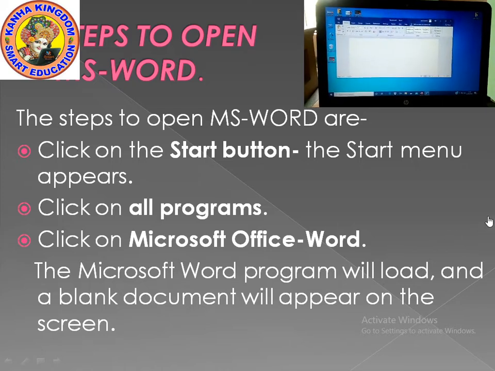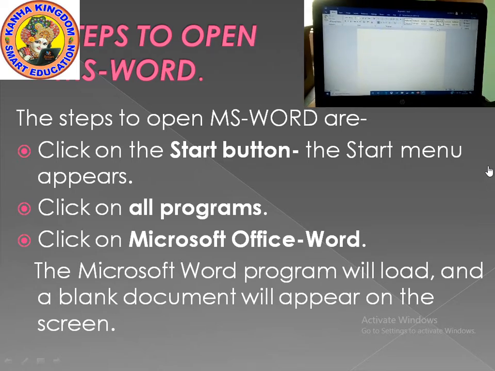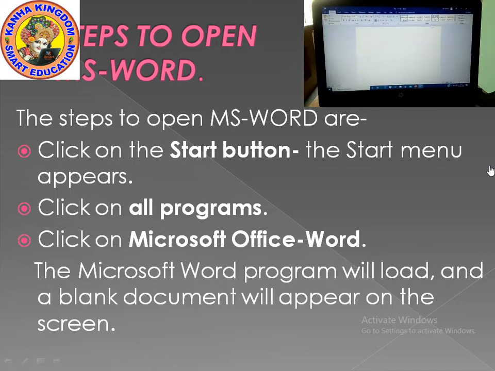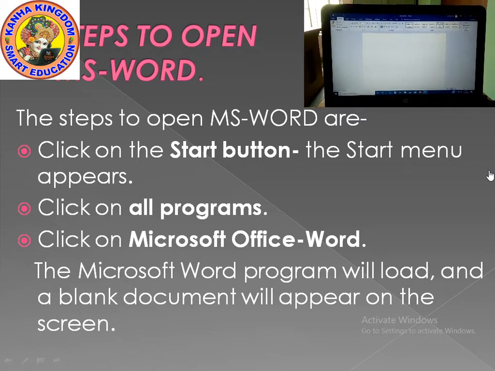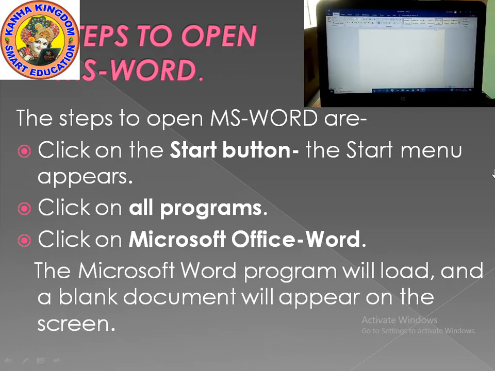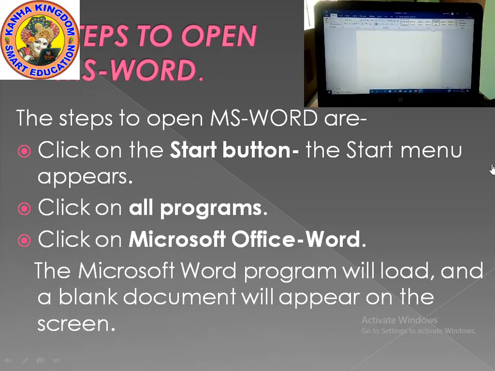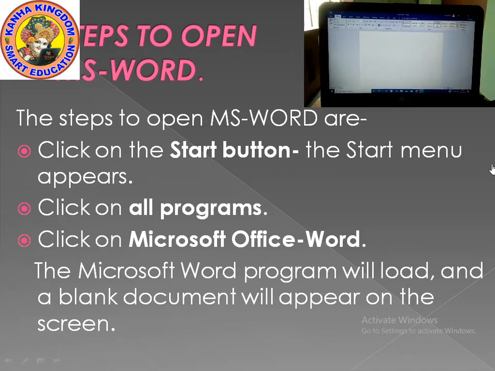This is the page of MS Word. Can you see? This is the page of MS Word. Okay, students. First, you go to the start button. The start menu will appear. After that, you click on all programs. Then click on Microsoft Office Word 2007. Then the Microsoft Word program will load.